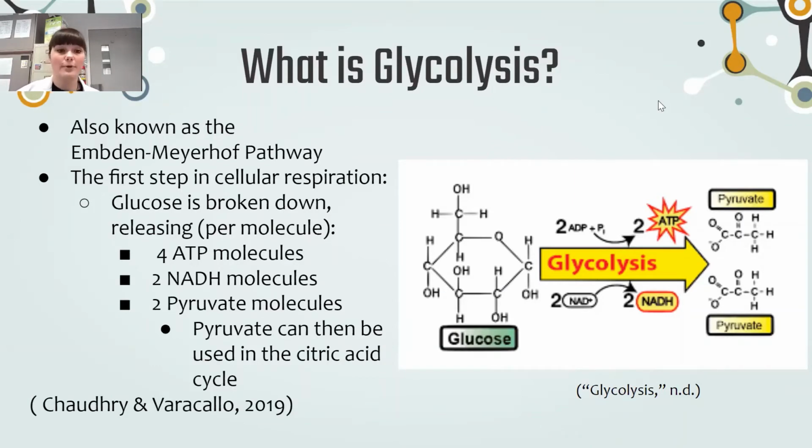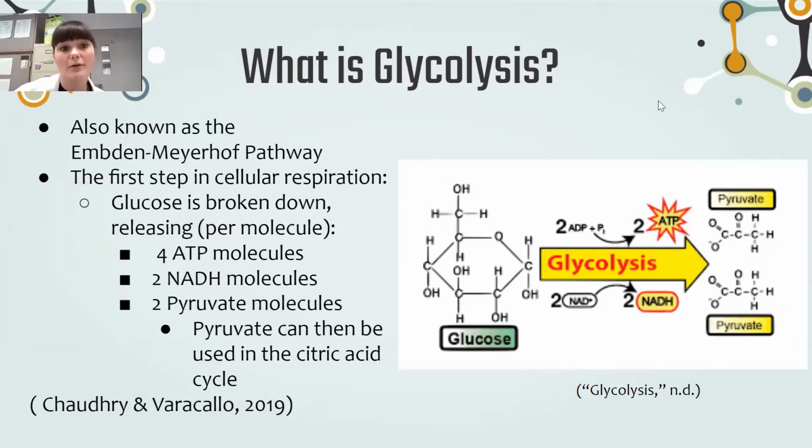Glucose, in essence, is broken down so that 4 ATP molecules are released, 2 NADH molecules are released, and 2 pyruvate molecules are released. And then that pyruvate is going to be used in the citric acid cycle, which will lead into the electron transport chain. But that only happens if aerobic respiration is taking place, because everything after glycolysis in cellular respiration requires oxygen to happen. If it proceeds anaerobically, then that's a whole different process.